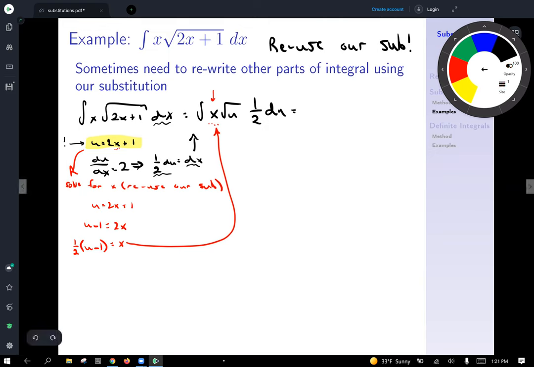Okay, that means we're going to get the integral of 1/2 times, I guess I should maybe use red here, we'll just use dotted lines underneath it, (u minus 1) times the square root of u, 1/2 du. It still looks kind of ugly, doesn't it? But in some way, it looks a lot better than the other thing. Let's now ask ourselves, integral and algebra skills, what can we do to make this thing better?